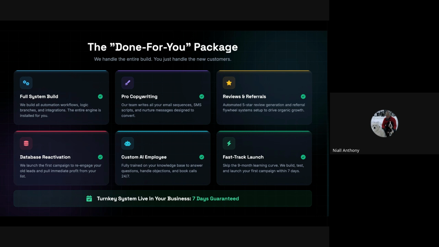We'll build and train a completely custom AI employee who knows all about your business, all the ins and the outs, your offers, your products, your services. It knows them in depth. It will work around the clock, and it's completely trained on sales. It knows how to sell. We do all of this, and we'll have your first campaign launched within 7 days.